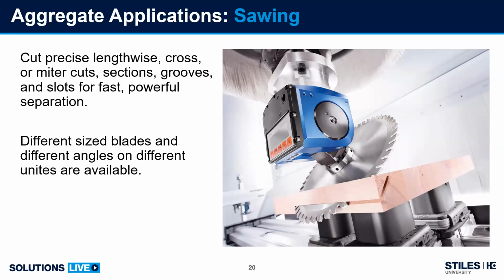Different size blades and different angles on different units are available. That's a little wordy, and what that really means is we have certain aggregates set up for certain blade types. If you're wanting to use a larger blade, like the aggregate here, for example, this Flex D Premium is a great fit for it versus a Forte unit. You wouldn't necessarily, even with an arbor, be able to put a very large saw blade on there. And again, we'll dive into this Flex D aggregate in depth in just a little bit.